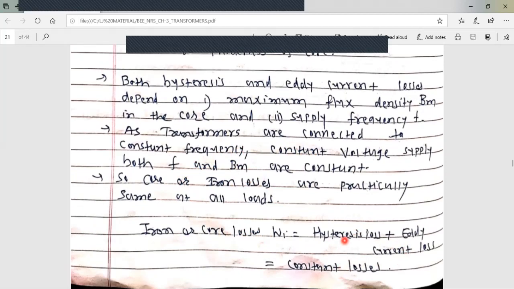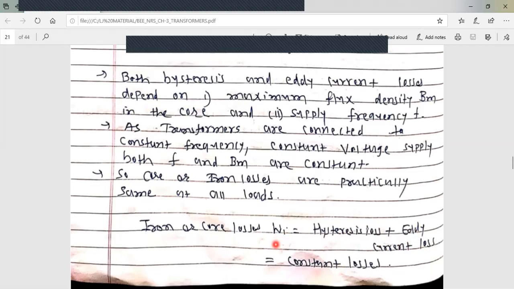Again, I will revise hysteresis loss and eddy current loss. When flux is generated in the core, it undergoes magnetization and demagnetization, and due to that an energy loss occurs, which is known as hysteresis loss. In the same way, when flux is set up in the core, an EMF is produced in the core, and due to that EMF a current is produced, known as eddy current, and the loss that occurs due to it is known as eddy current loss.